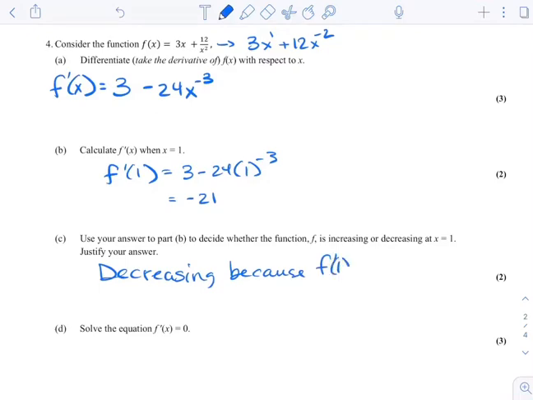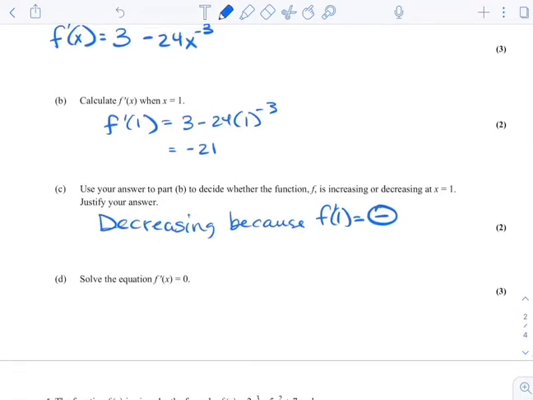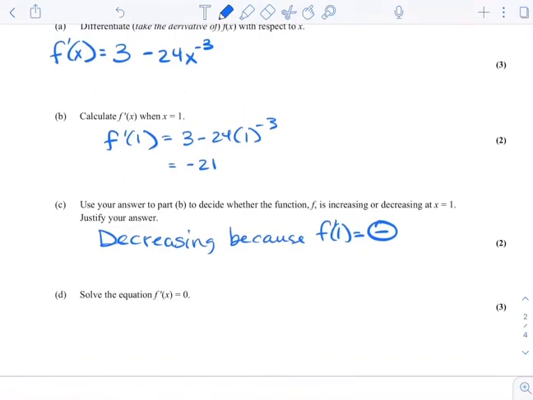Because f prime of 1 is equal to a negative value. It's negative 21, which means it's really steep, but the negative tells me it's decreasing. It's falling to the right. And finally, solve the equation where that derivative, f prime of x, the one at the very top of the screen, is equal to 0.